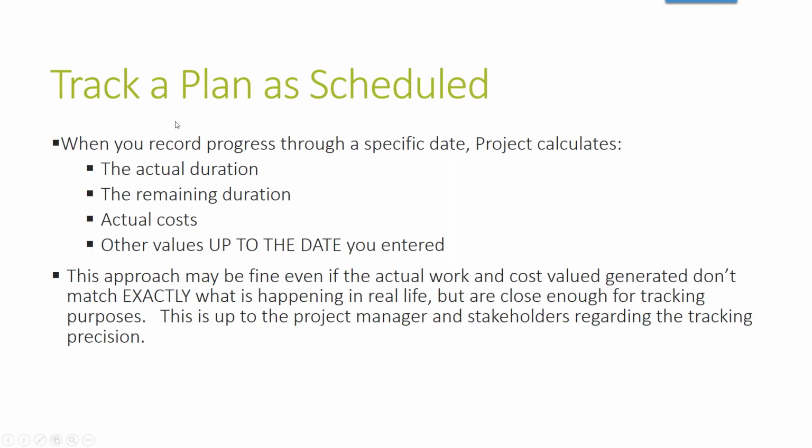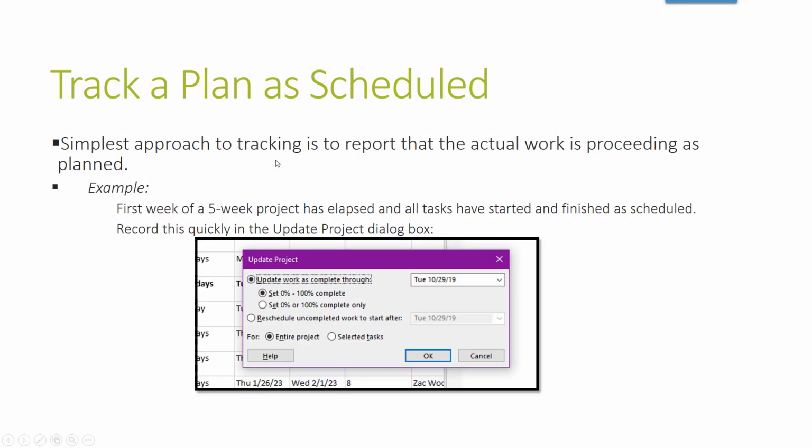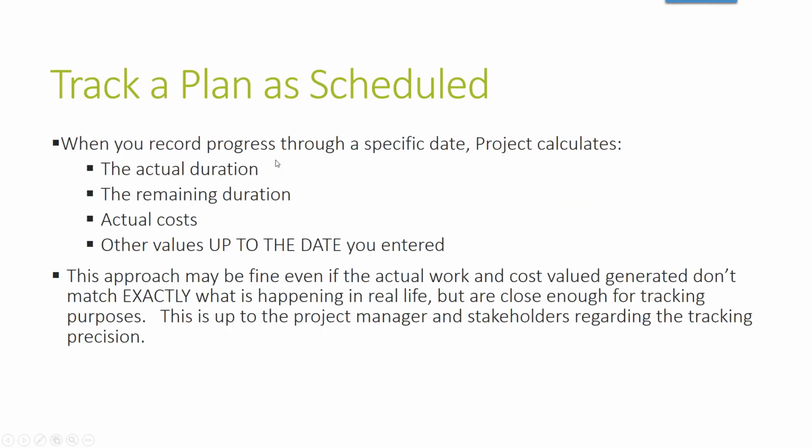Track a plan as scheduled. So that's the same thing that we're doing here. When you record progress through a specific date, so we were talking about the first week of a 5-week project, you put in that everything that was supposed to be done up through that date is done. Then Project will calculate the actual duration, the remaining duration, any actual costs, and any other values up to the date that you entered.